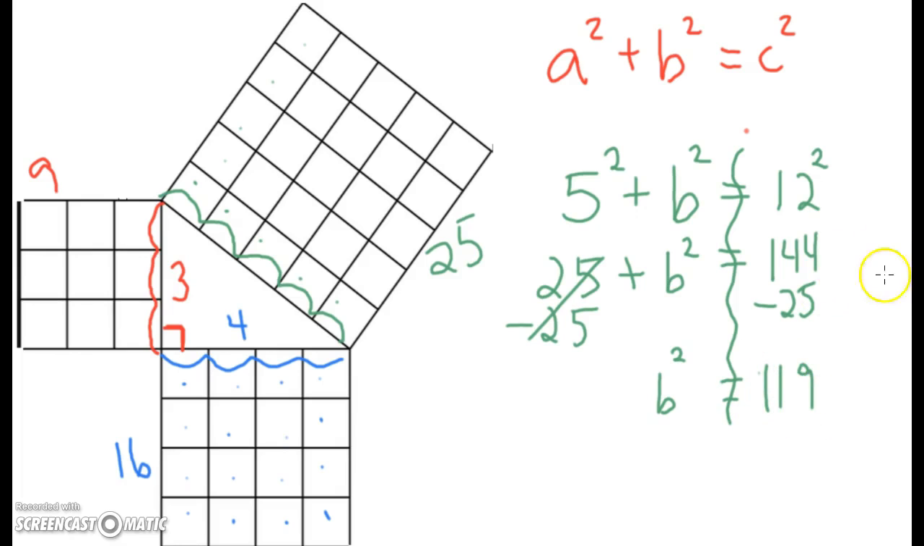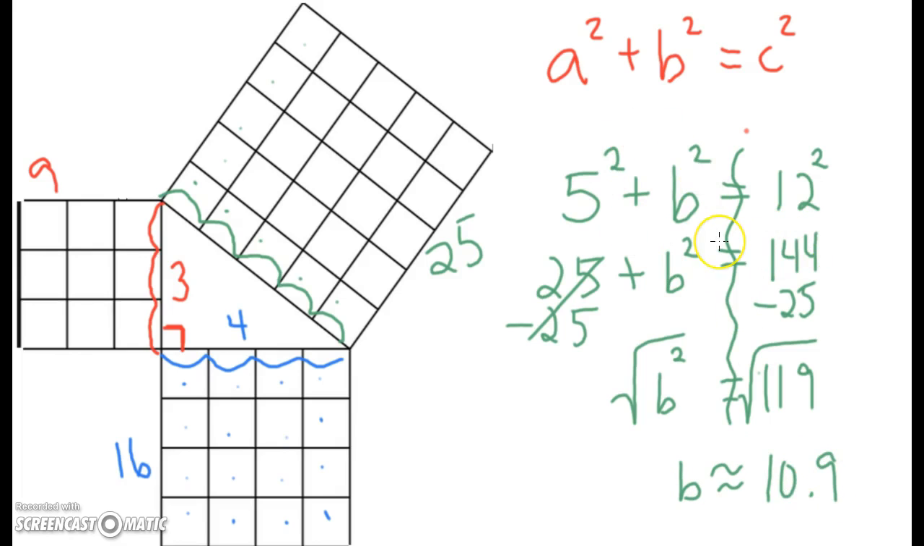All right, but I don't want to know what b squared is. I want to know b. So you have to take the square root. And when you take the square root of 119, you get that b is about 10.9.